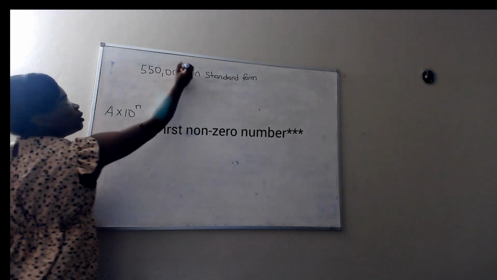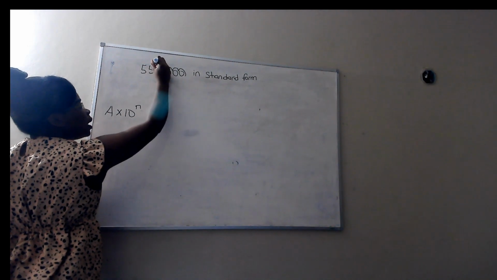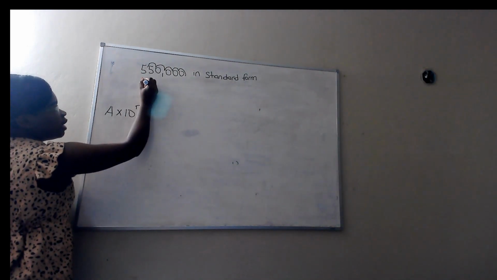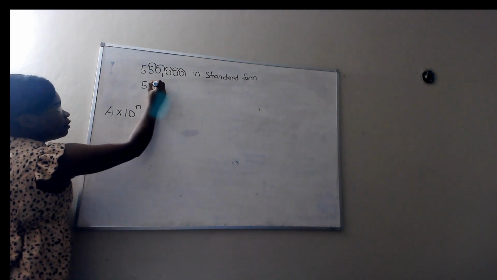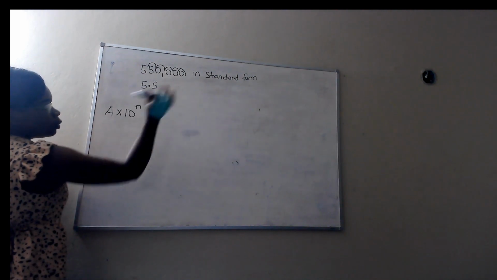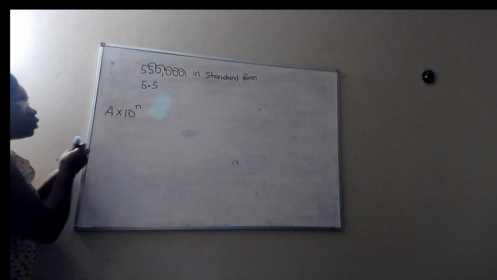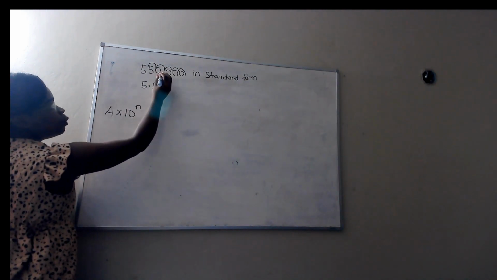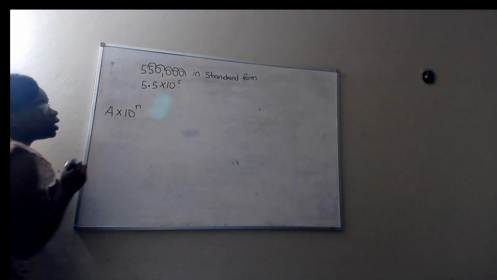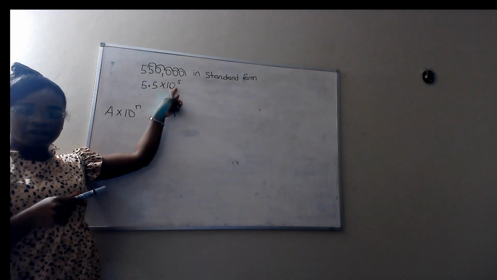So let's move the point. And there we go. It's now between 5 and 5, so it's going to be 5.5. Now, how many times did we move the point? We moved the point 1, 2, 3, 4, 5. The number of times we move the point is going to be the power at the top. So it's going to be 5.5 times 10 to the power of 5.